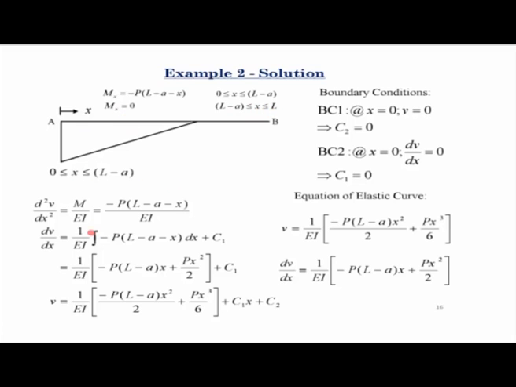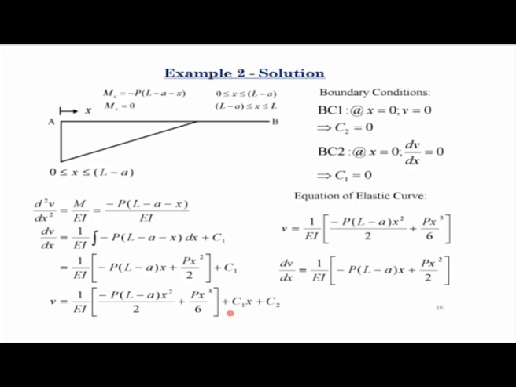Now, if you come to this first equation and use the double integration method, you can write d2v/dx² equals minus P(L minus a minus x) over EI. If you perform double integration, the first integration gives dv/dx equals minus P(L minus a)x plus Px² by 2 plus a constant of integration c1. Integrating both sides again, you get v equals 1 by EI times minus P(L minus a) x² by 2 plus Px³ by 6 plus c1x plus c2.